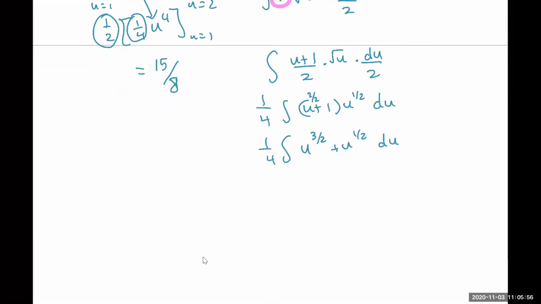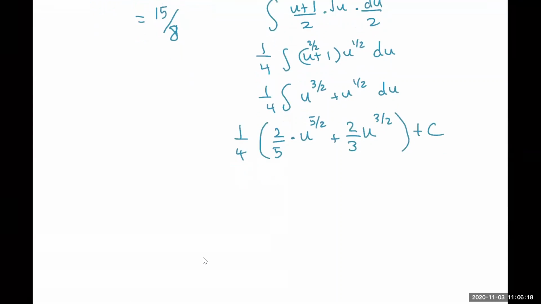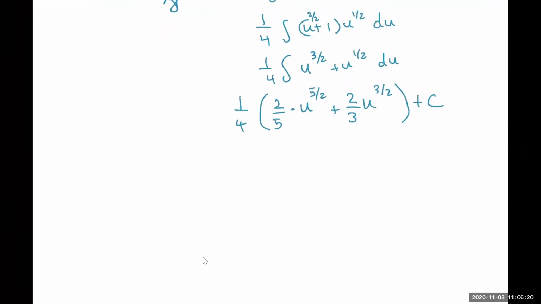So now when you add 2 over 2 to 3/2, you get u to the 5/2 times the reciprocal, so 2/5, plus u to the 1/2. If you add 2 over 2 to that, you get u to the 3/2 times 2/3. And then remember that everything out front has the 1/4, and then we still have a plus c at the end. Okay, and then lastly, are you done?